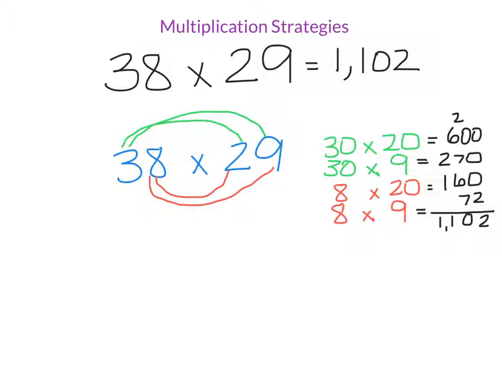The biggest thing to remember with this is what each of the digits represents. This is a 30 and an 8, and this is a 20 and a 9. And this can be used, of course, with bigger multiplication problems. You just would have more pieces that you would be multiplying by. Okay, I'm going to do another one in just a second.